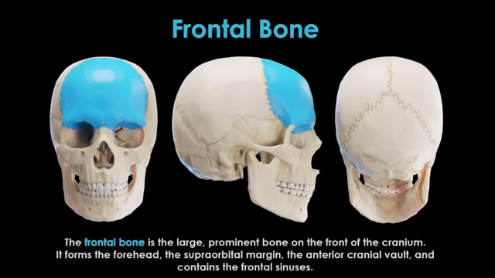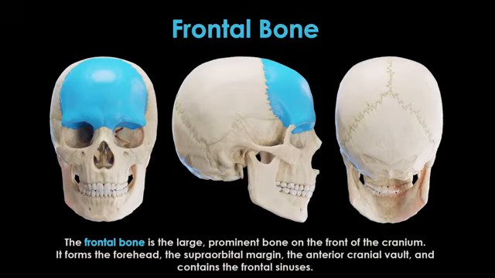The frontal bone is the large prominent bone on the front of the cranium. It forms the forehead, the supraorbital margin, that's the upper eye socket, the anterior cranial vault, that's just the anterior portion of the brain cavity, and the frontal bone contains the frontal sinuses, which we'll see when we look at the cross-sectional images of the frontal bone.